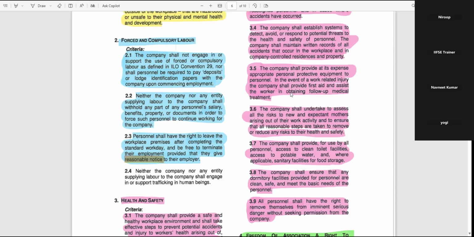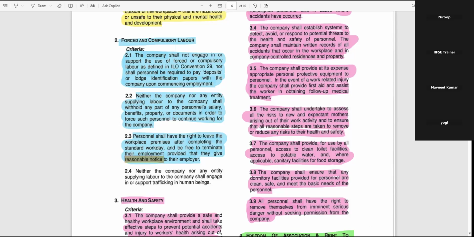And also in the event of work related injury, the company shall provide first aid and assistance to the workers in obtaining follow-up medical treatment. In case any accident happens in the workplace, the company has to bear that treatment cost, and also the follow-up medical treatment cost the company has to bear.